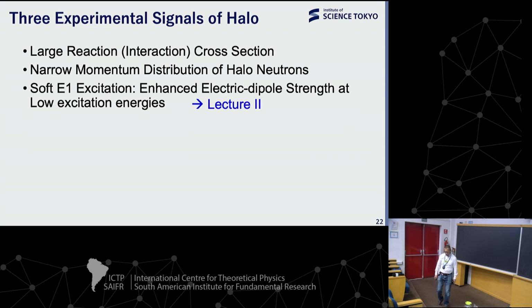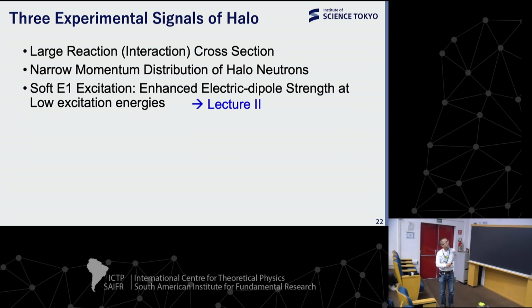Okay, so now I would like to summarize the 3 experimental signals of halo. One, large reaction cross-sections. Second, narrow momentum distribution of halo neutrons. And the third, soft E1 excitation, or enhanced electric dipole strengths at low excitation energies. And excuse me, I'd like to discuss this in the next lecture.